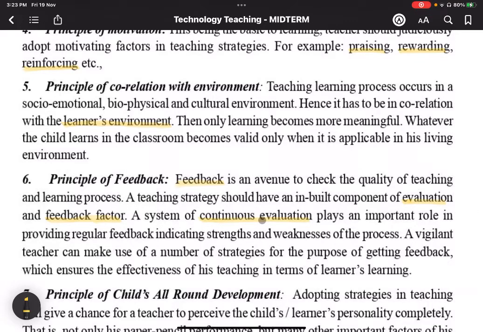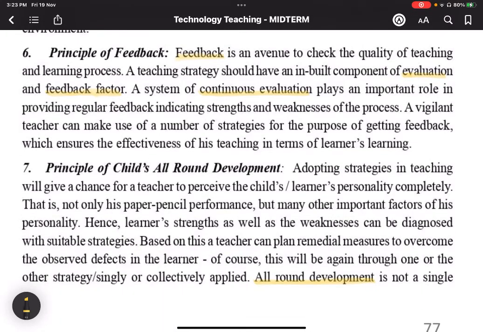And gaano mo kadalas gagawin 'yung evaluation, it should be continuous, no? Sabi dito. Okay, next we have the principle of child's all-around development. Hindi lang, for example, hindi ka lang dapat nakapokus sa cognitive or affective lang or sa psychomotor ng students, no? Dapat nakapokus ka rin sa tatlo. And that is what we call the all-around development. Okay?